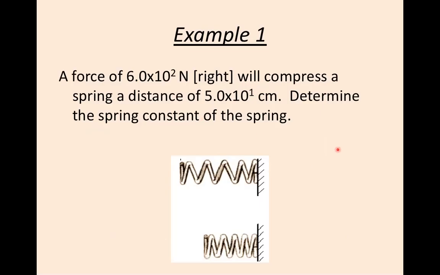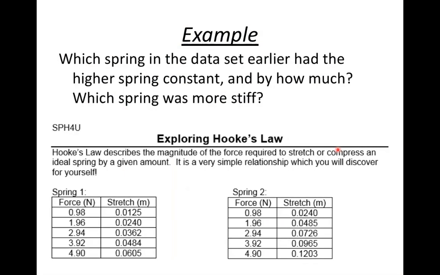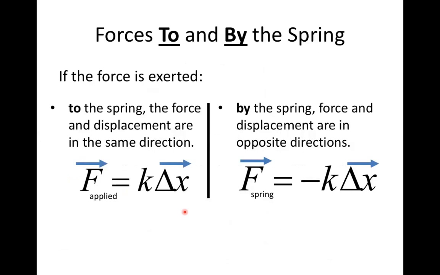And going back to our slides and some more examples, if we take a look at some raw data, FX raw data, we could also say which spring was more stiff. So if we take a look at spring 1, if we apply 0.98 newtons of force, it does a little bit of stretching. 0.98 newtons of force does more stretching for spring 2. So spring 1 is more stiff, so it would be expected to have a higher spring constant.